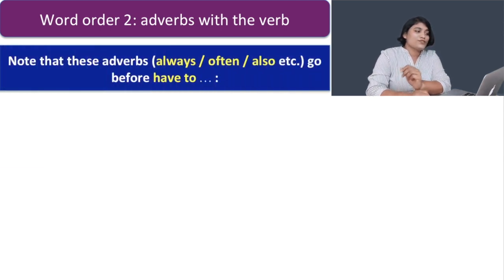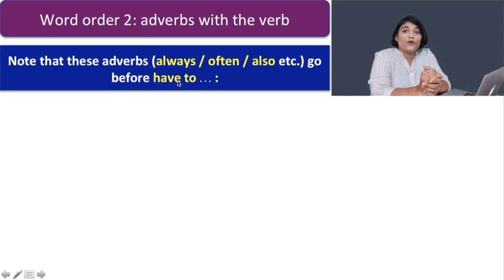Now, the next rule. Note that these adverbs, always, often, also, etc., go before have to. So this is another very serious and important rule while placing an adverb in a sentence. If there is have to, you have to put these adverbs just before have to. So let's see the examples and it may be clear to you.